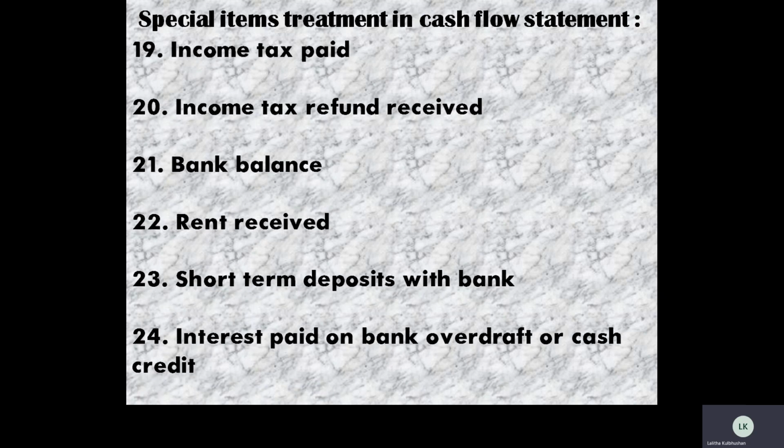What then? That is income tax paid. So income tax paid basically means the tax payable on all the activities that have taken place in the firm. The treatment for income tax paid is that it is shown under the last part of the operating activities as a deduction. So, income tax refund received, if it is there.